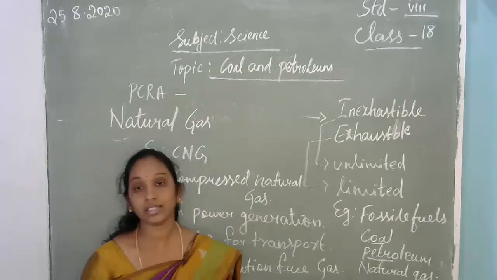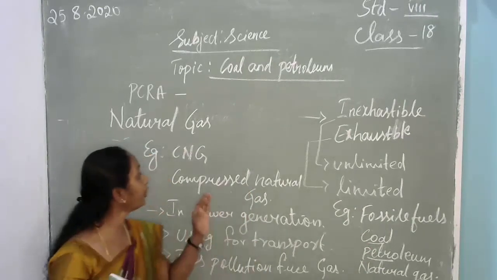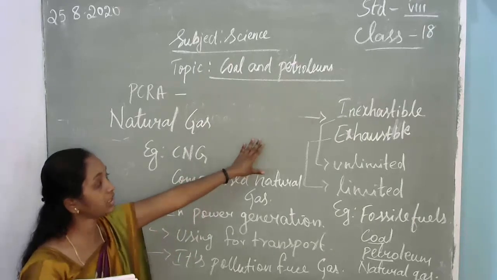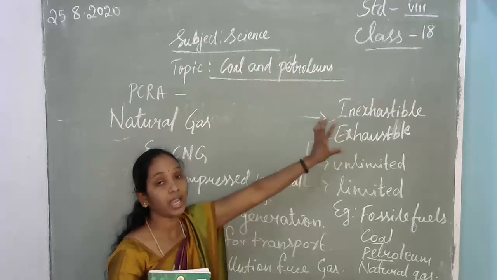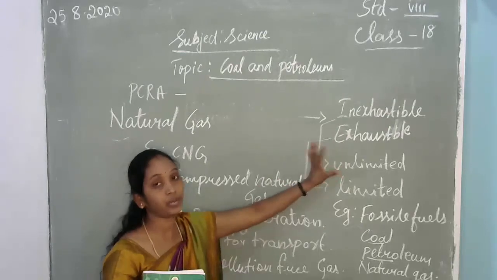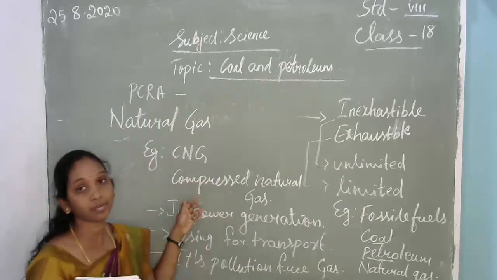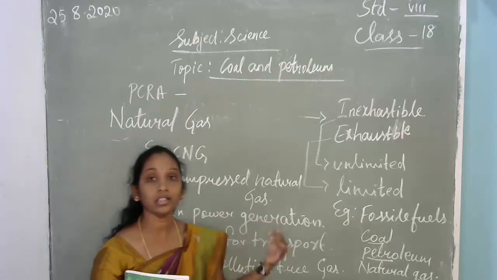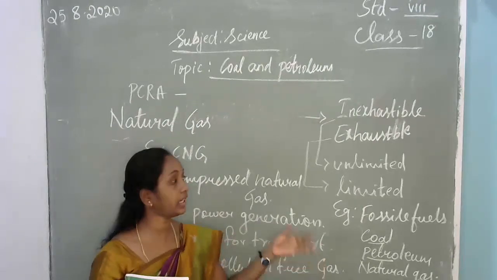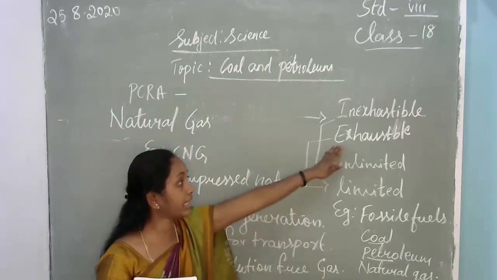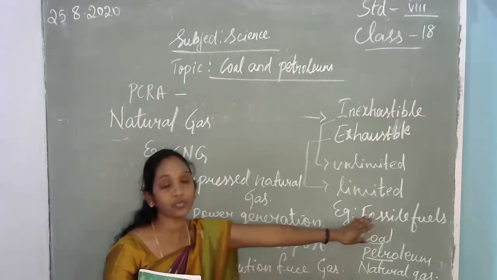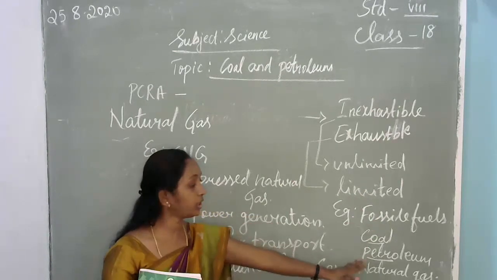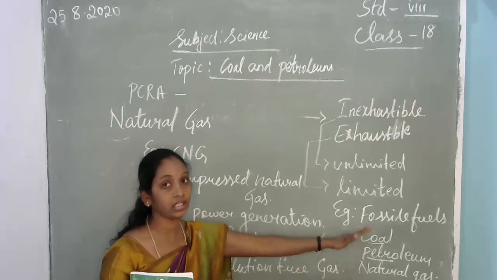In this lesson we will discuss inexhaustible and exhaustible resources. Inexhaustible means we get an unlimited quantity from nature. I have told you examples: air, water, sunlight and soil. We have already studied that; that topic is not deleted. Now, exhaustible resources means we get only a limited quantity. The example is fossil fuels, coal and petroleum, already studied in the previous classes.